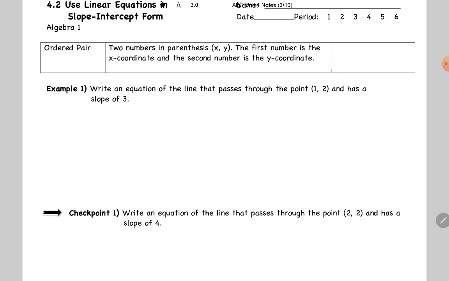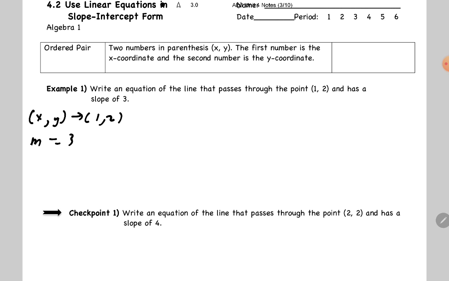Let's see here. So write an equation of a line that passes through the point 1 comma 2 and has a slope of 3. Okay. So they give us a point x comma y, which is 1 and 2, and then we have a slope of 3. Now, how are we supposed to find our y-intercept if we don't have a picture?